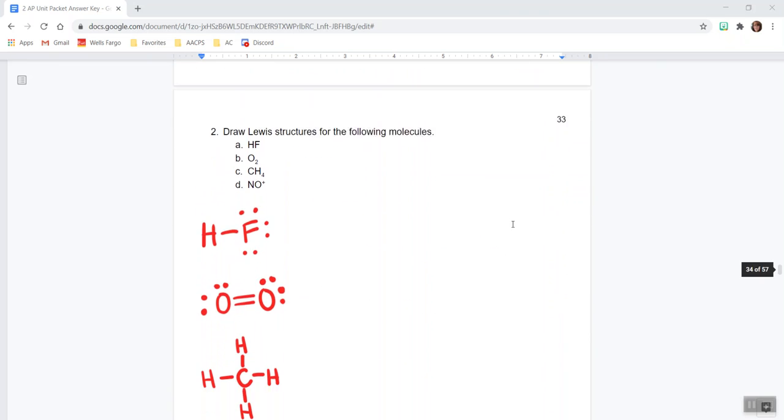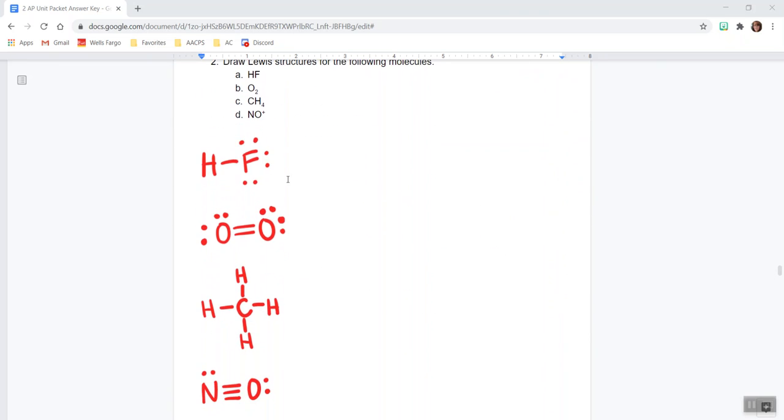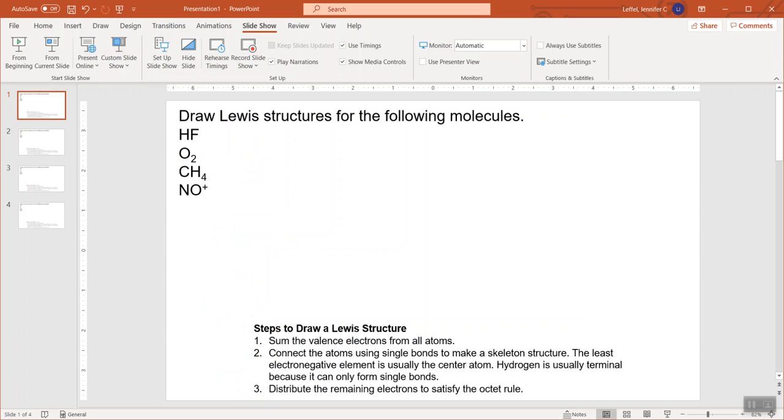So the next question is to draw a bunch of molecules. Let's go ahead and take a look at that. We'll start with HF. Hydrogen is going to have 1 valence electron, and fluorine is going to have 7. We probably have a good sense, and probably have this one memorized as well. But let's go through it like we don't know what this is going to be, because eventually you'll encounter molecules where you don't know what it's going to be.